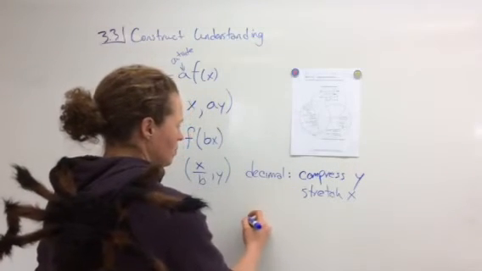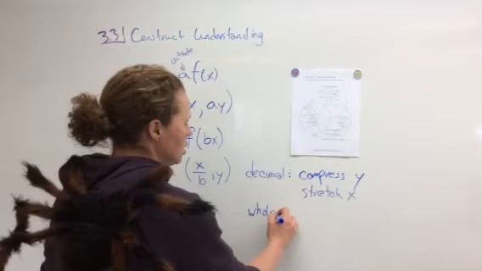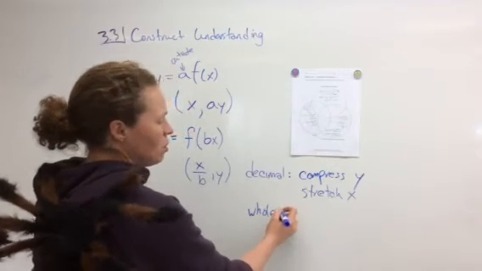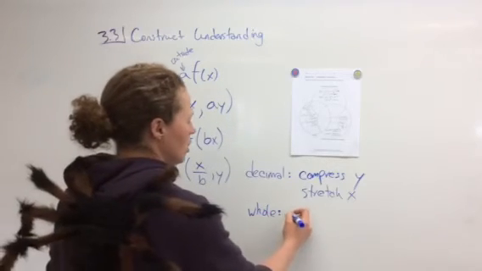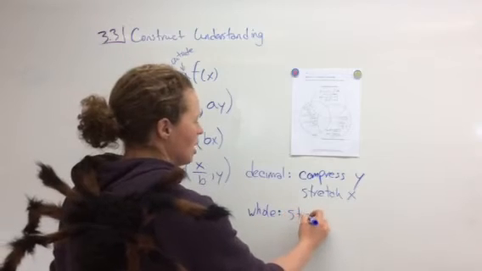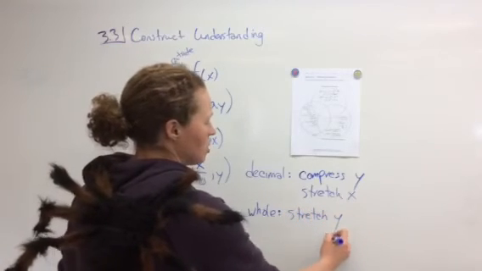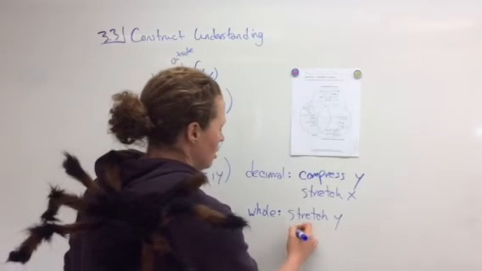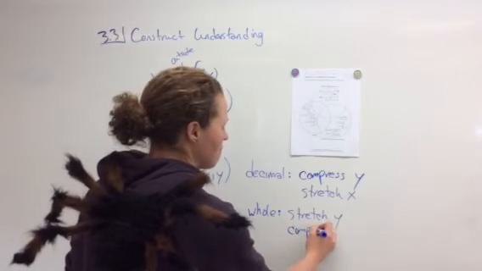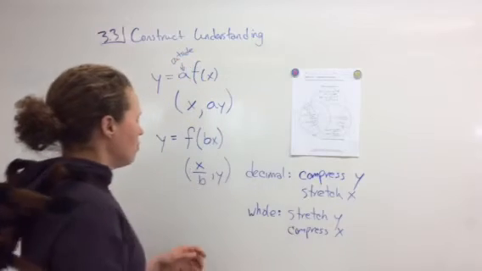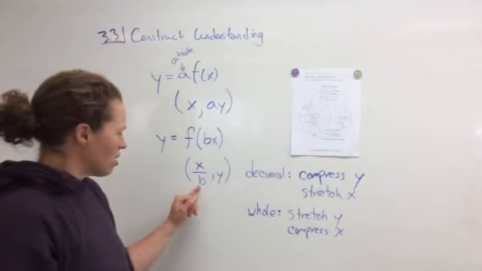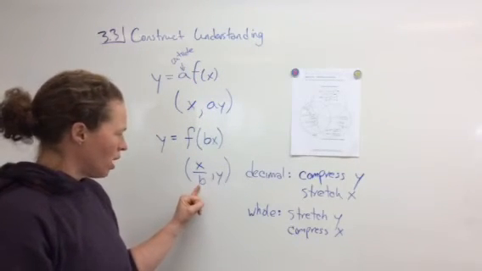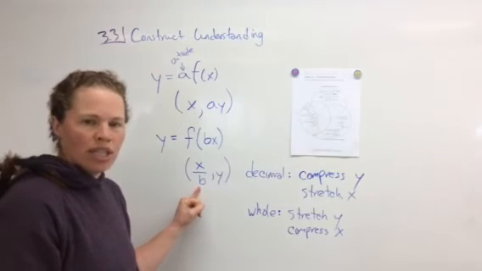And if I have a whole number, just a normal, regular 2, 3, 4, whatever, then it's going to do the opposite. It's going to stretch y because you're just multiplying it by a big number, so it's going to get bigger. And it's going to compress x because when you're dividing, the larger the number is on the bottom, the smaller the answer is going to be.